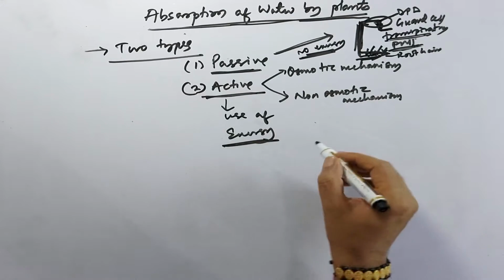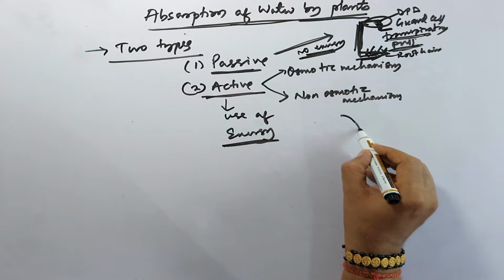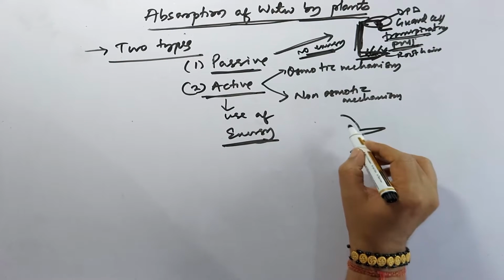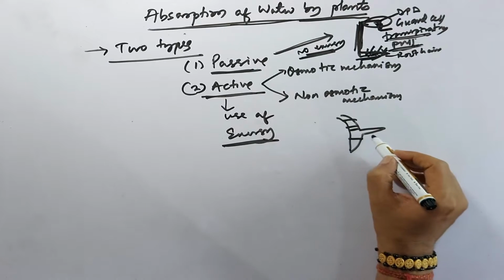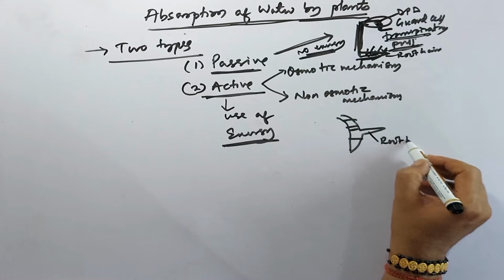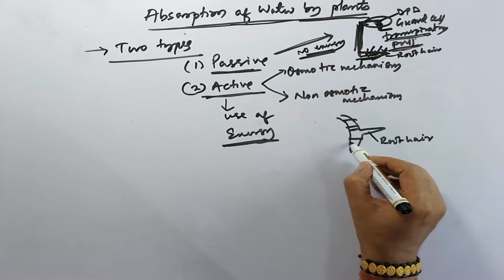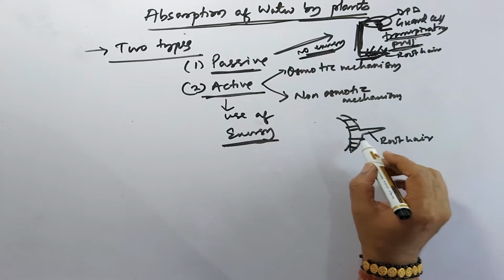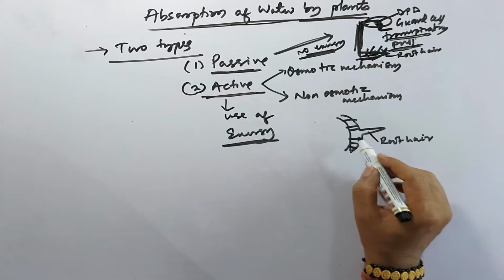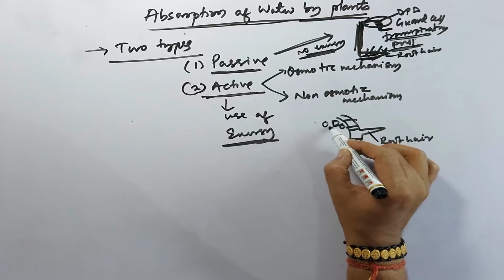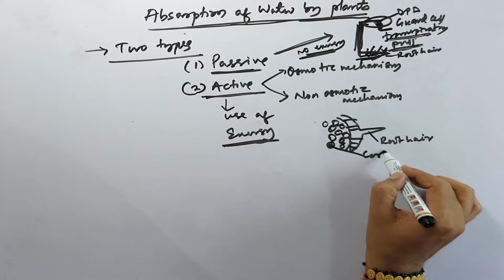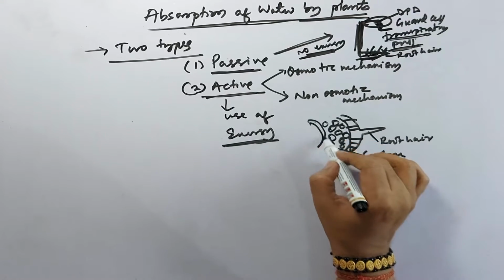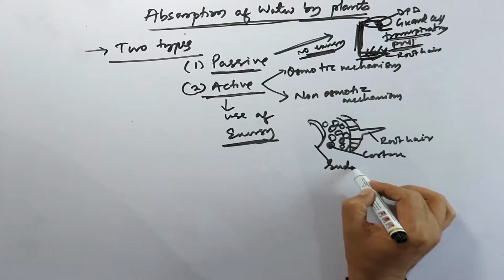So particularly in case of root structure, what we do find here, this is the root hair, which is the epidermal modification of the epidermis or epiblema, and here we will find the cortical region, the cortex, and here the endodermis.